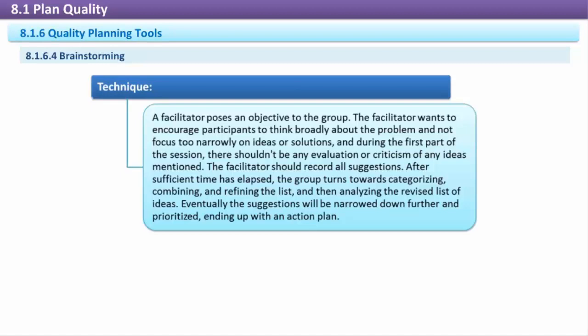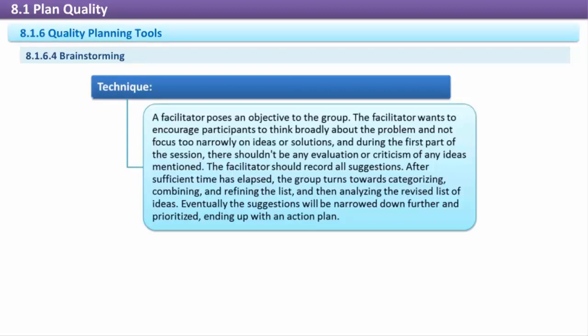Technique. A facilitator poses an objective to the group. The facilitator wants to encourage participants to think broadly about the problem and not focus too narrowly on ideas or solutions, and during the first part of the session, there shouldn't be any evaluation or criticism of any ideas mentioned. The facilitator should record all suggestions.